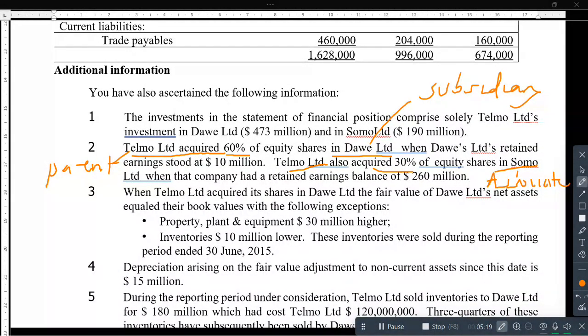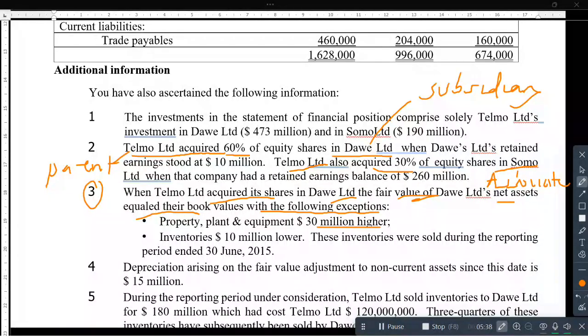Now, on note 3 here, it says when Teremo Limited acquired its shares in Dawe Limited, the fair value of Dawe Limited's net assets was equal to their book value, with the following exception. They are saying PPE was 30 million higher. We shall see the implication.